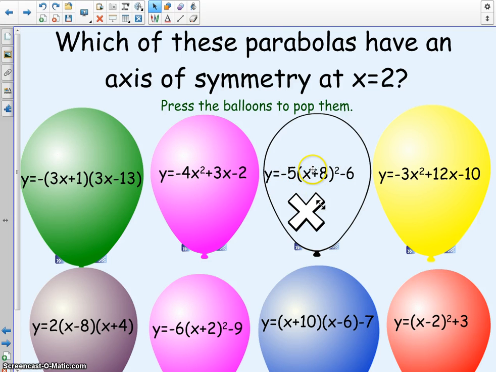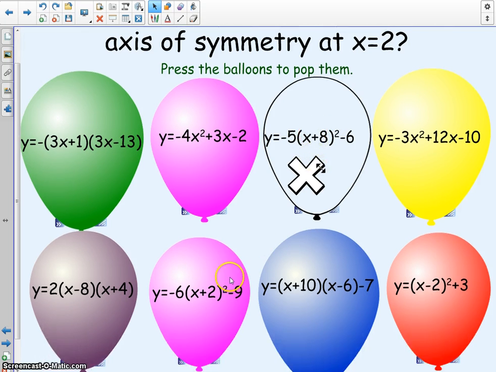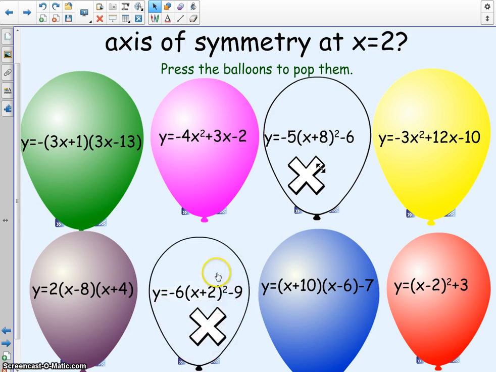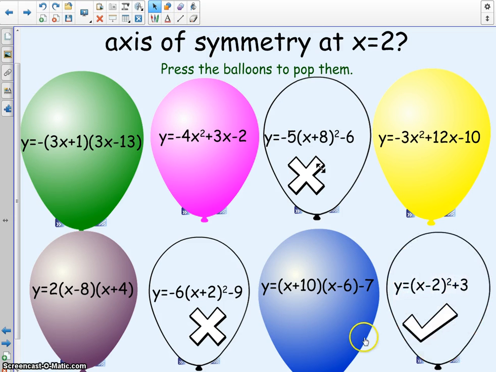Looking at the other ones in vertex form, we have the one down here. This axis of symmetry is actually at negative 2, so this would be one that would be wrong. The one over here, again in vertex form, the h value is positive 2, so this one should be correct. So I'll pop that one, and there we finally have one that works. All right, so let's work with the factored form ones now.